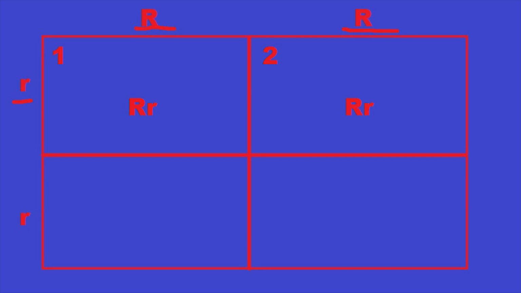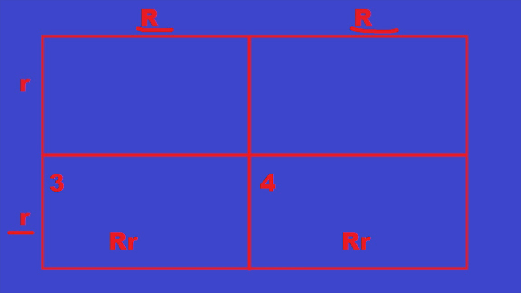The next thing that you do is predict the children's genotypes. Each square of the Punnett square represents a 25% chance that a child will have that specific genotype and phenotype. How do we figure this out? Well, you take the top letter and the side letter for each box and put them together. So box 1 is big R, little r. Box 2 is again big R, little r. The same with box 3 and box 4.